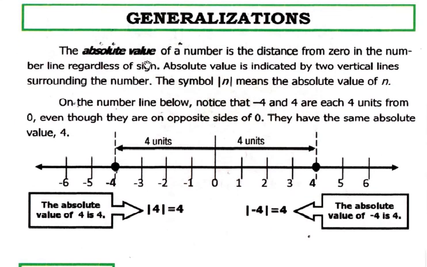The absolute value of a number is the distance from 0 in the number line, regardless of sign. Absolute value is indicated by two vertical lines surrounding the number. This symbol means the absolute value of n. On the number line below, notice that -4 and 4 are each 4 units away from 0, even though they are on opposite sides of 0. They have the same absolute value, which is 4.